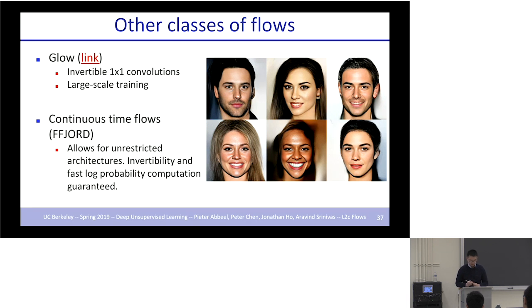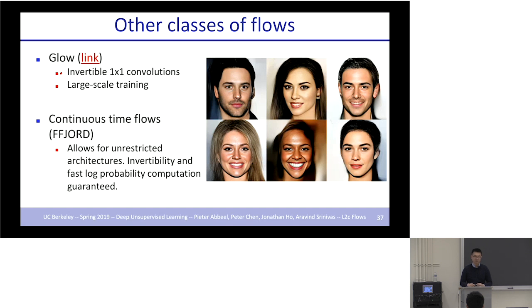So there are some other classes of flows that we have not covered here. Probably the most popular one of them is called GLOW. How many people have seen GLOW and its results? Not everyone. So GLOW is a recent generative model that essentially adds two core components to RealNVP. One is a 1-by-1 invertible convolution. This is not really a convolution. You just apply an invertible linear function to each pixel location. And because it's an invertible linear function, you can invert it fairly easily. Well, with some effort, not fairly easily.